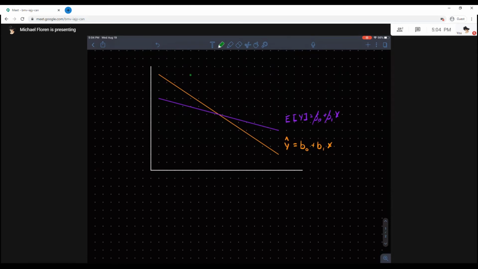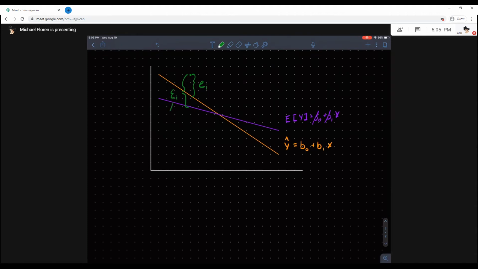Now the distance between the green dot and the orange line, the orange line is our best guess using data. So this is our residual term. That's the distance between our dot and our best guess prediction for that dot for a given x. The distance between that dot and the actual line, this is going to be our actual error term.